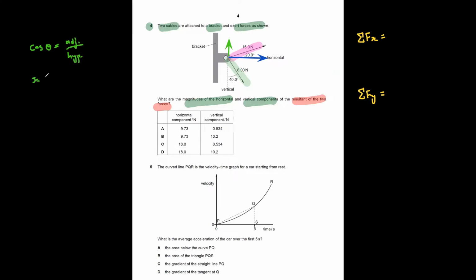And then when you're talking about sine theta, it's usually the opposite side divided by your hypotenuse, isn't it? So the thing that I just want to point out here is this: when it's cos, you usually look at whether you have an adjacent side. When it's sine, you always look at whether you have an opposite side.